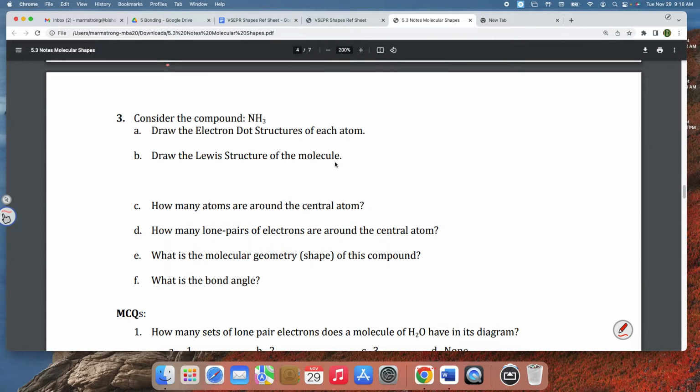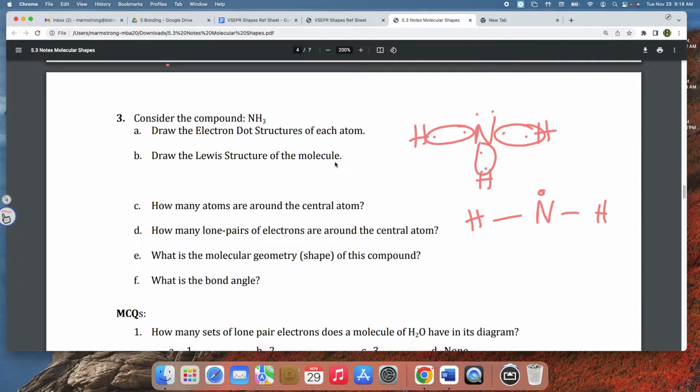Let's try NH3. So N will be in the middle, and then we'll have H, H, and H. And in general, nitrogen likes to have 3 bonds. So it has 1, 2, 3, 4, 5. Each hydrogen has 1 valence electron. They will share, they will share, they will share. Those ones at the top are not sharing. So it looks like this. So we have 1 set of lone pairs.